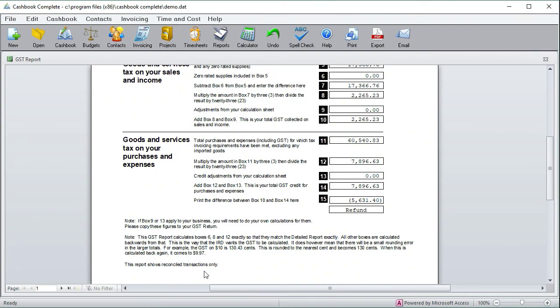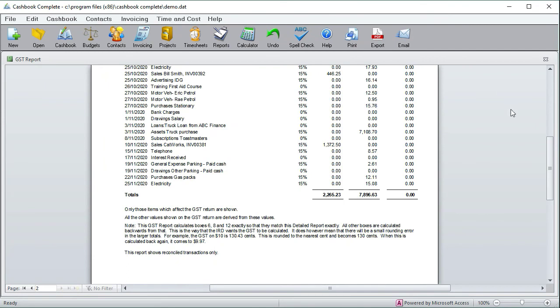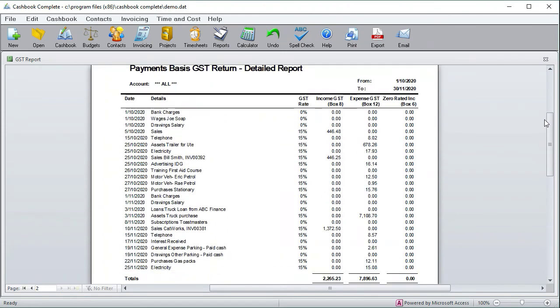But that's the way the IRD wants us to calculate the GST. They want us to calculate the GST exactly so that it matches all of these figures exactly, and then the total sales are slightly out. So that's just one thing to remember with the GST return.